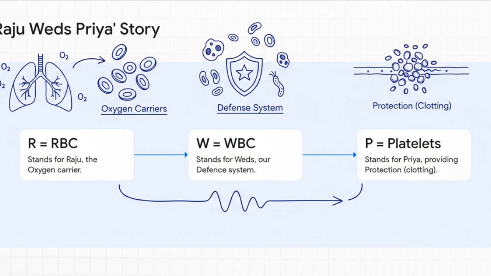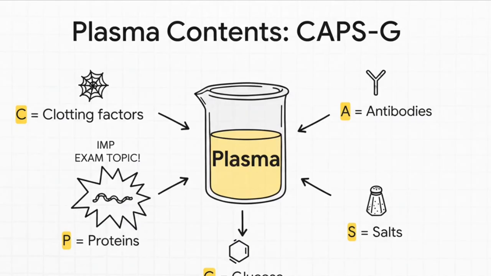R for Raju is for RBCs, our oxygen carriers. W for weds is for WBCs, our defense system. And P for Priya is for platelets, which give us protection through clotting. See? Simple, right? So what's actually in the plasma?